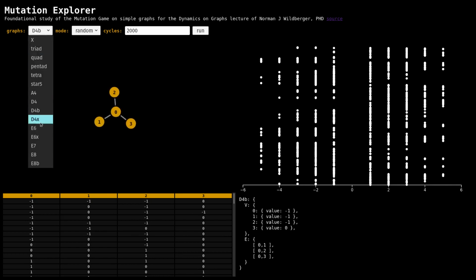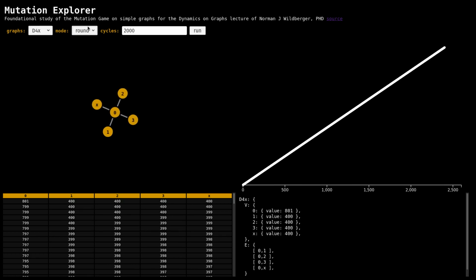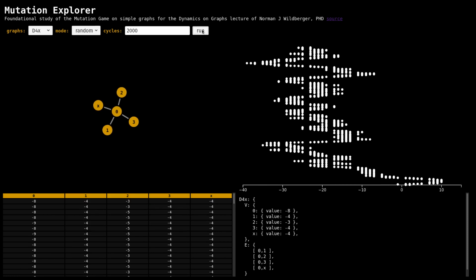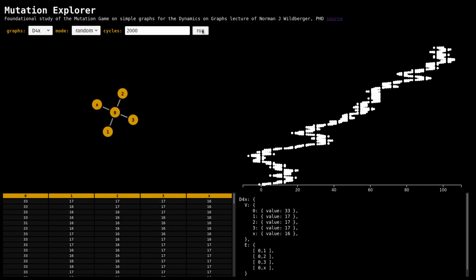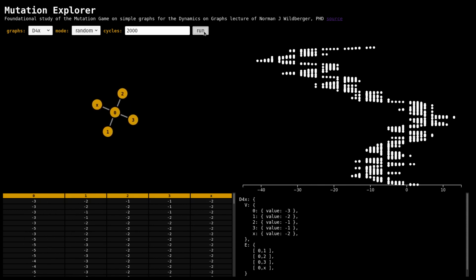So you can see when we add another element to D4, another node to D4. We're still kind of bounded here, but we would not be bounded when we run it round robin. But we do see gaps that are occurring, which are in every sixth, I believe, here. These gaps are very intriguing to me.